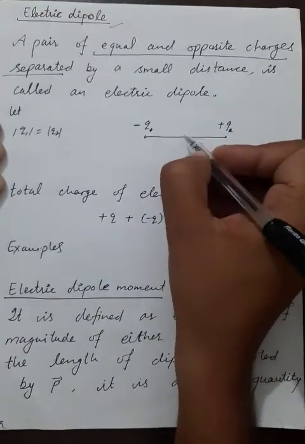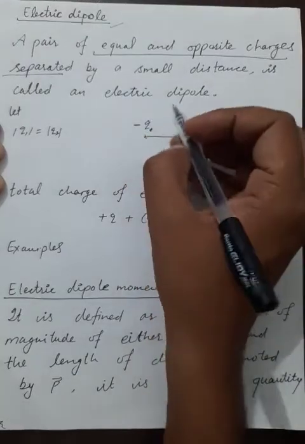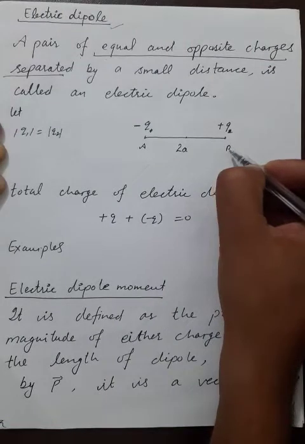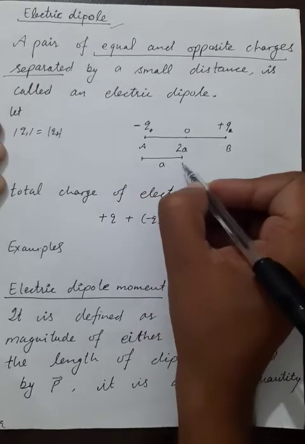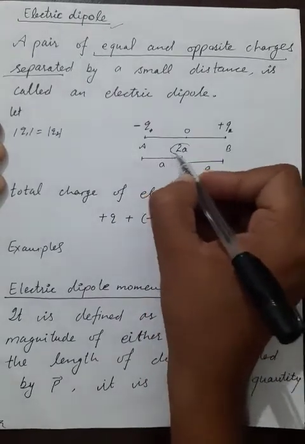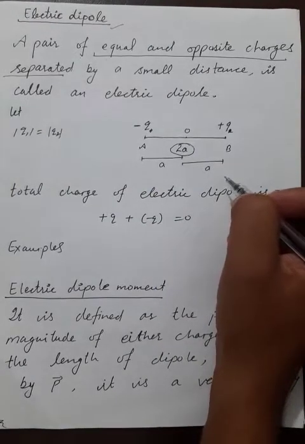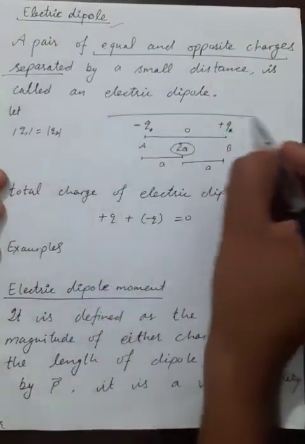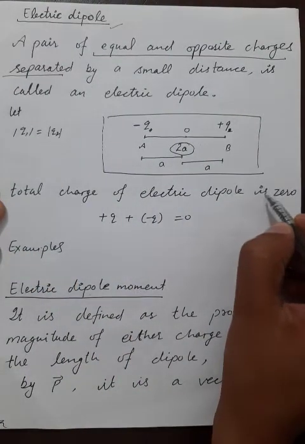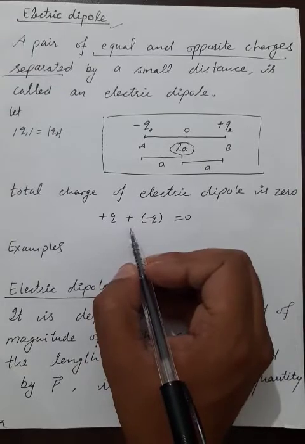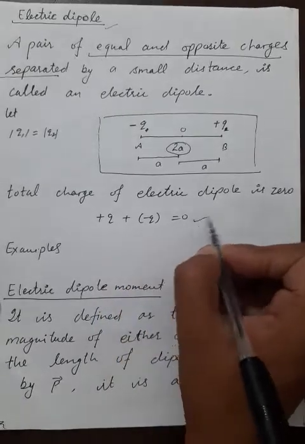Say that distance is 2a. If the first charge is at point A and the second one is at point B, and this is the midpoint O, then this is a and this is also a, so the total is 2a. That is the small separation between the two charges. If this is the electric dipole, then the total charge of the electric dipole will be 0, because they have the same magnitude and opposite sign, so plus q added to minus q gives us 0.